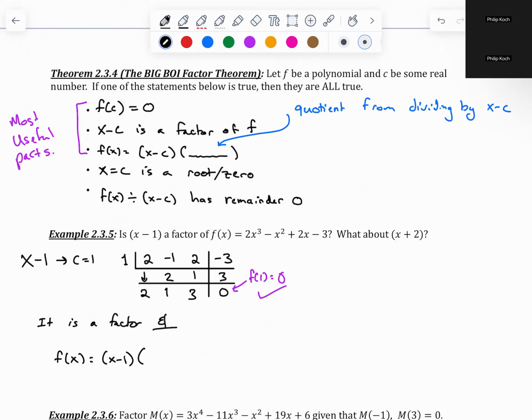And furthermore, by the remainder theorem, the remainder is f of 1 in this case. That's our c value. And since it equals 0, by the factor theorem, we know that it's a factor. And furthermore, we know the third option is that f of x is equal to x minus 1 times our quotient. And remember, the synthetic division tells you all the coefficients of your quotient. So in particular, it's 2x squared plus x plus 3. The answer was it is a factor.